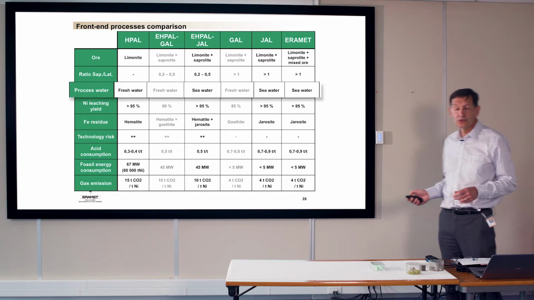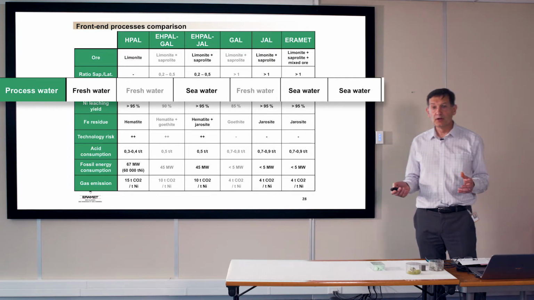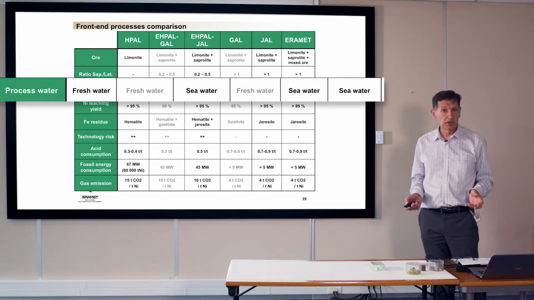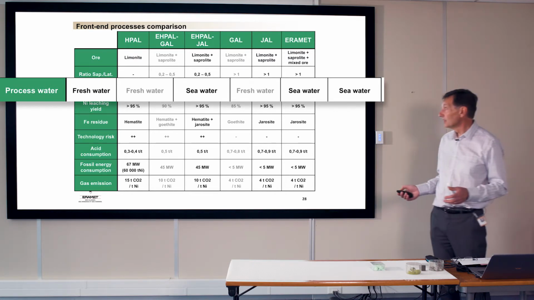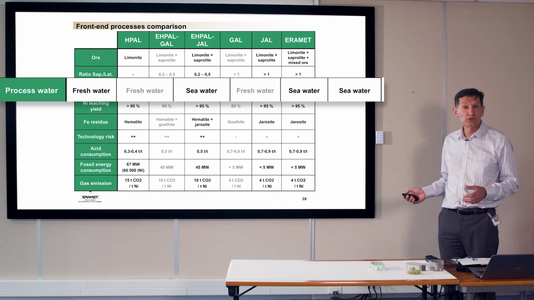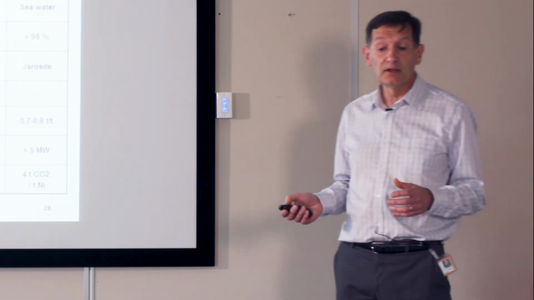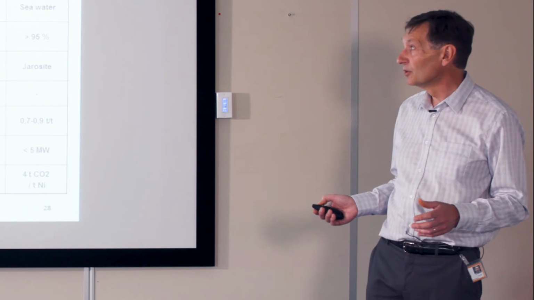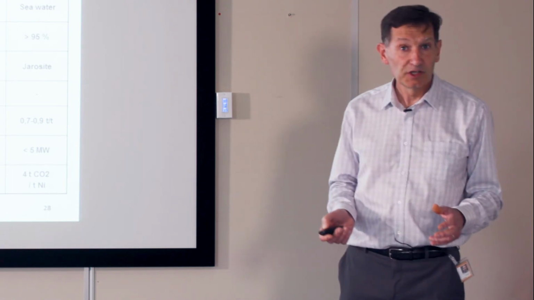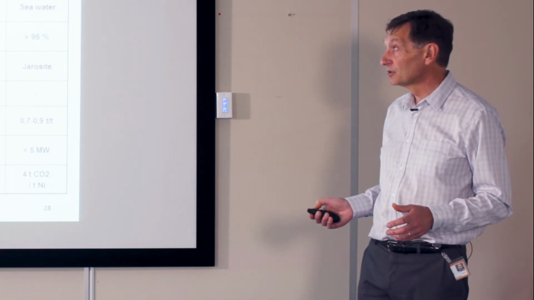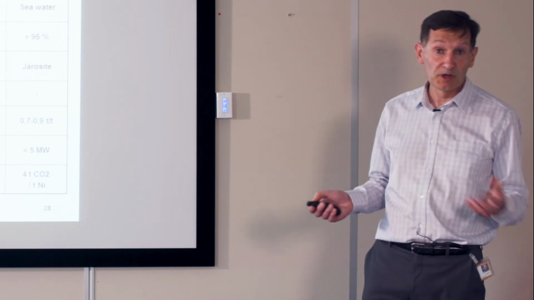Process water is also different, and it's very important because in some parts of the world you don't have access to fresh water. You are near the sea, and you have a lot of seawater, and it's easy to use the seawater and not easy to use fresh water. That's the fact in New Caledonia, also in Indonesia, where there is a lot of seawater, but also in the Australian desert. In the Australian desert, you don't have fresh water. You have also salt water as seawater.